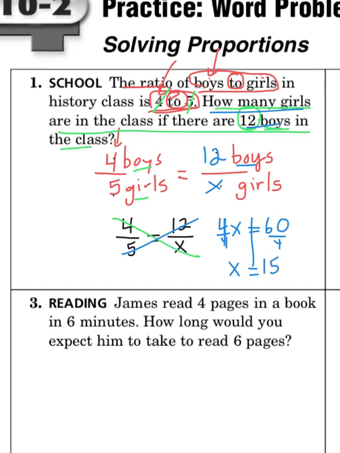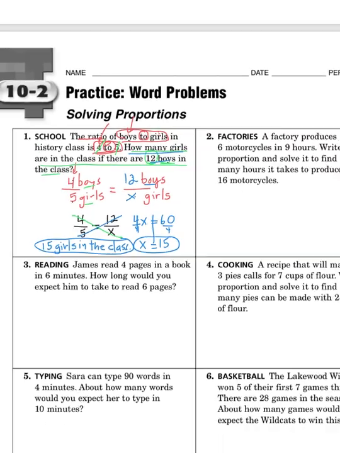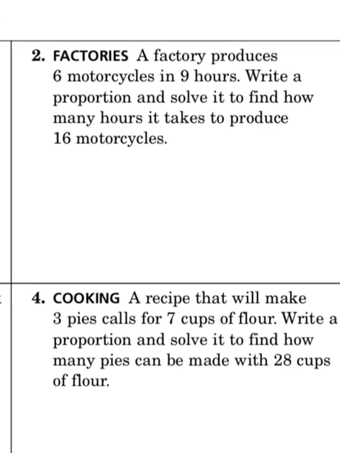15. Now, since this is a word problem, this 15 means something, and it means how many girls are in the class. So that answer would be 15 girls in the class. Because we have a word problem, we need to answer the problem with words. All right, so that's that first problem. Let's go to number 2. Let's see if we can decipher this one.